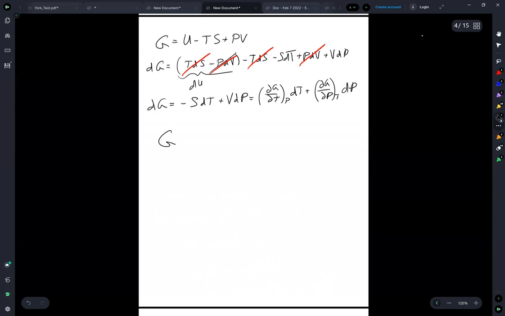Now this means we've got some function G, a function of T and P, temperature and pressure. Those are things that we can easily control. And this is called the Gibbs free energy.